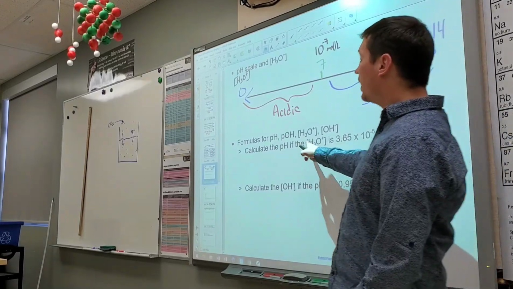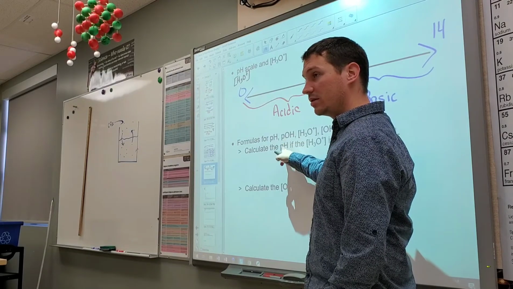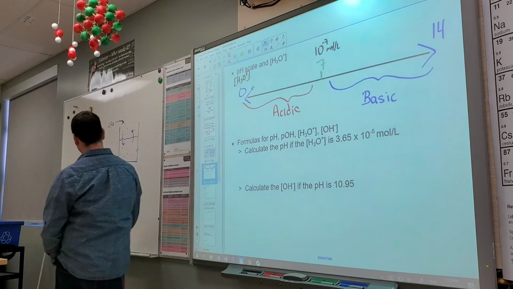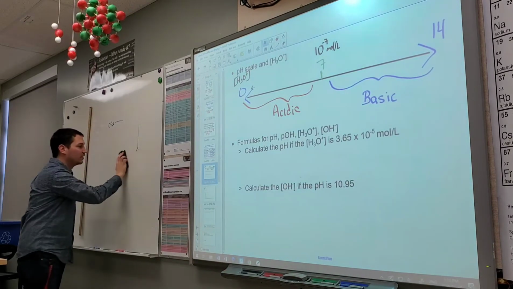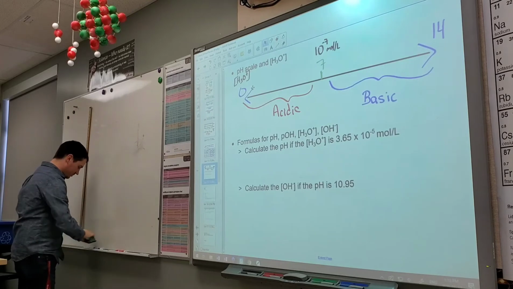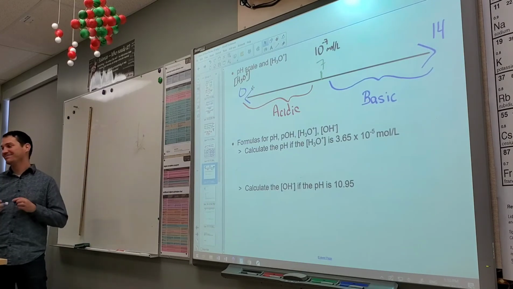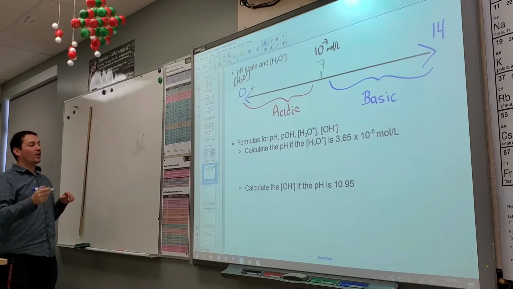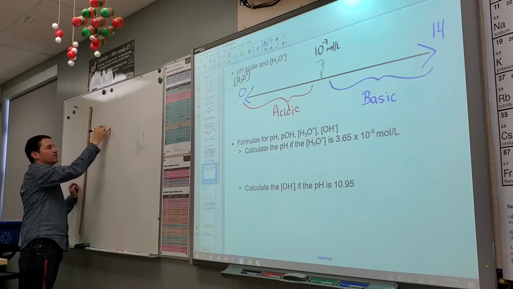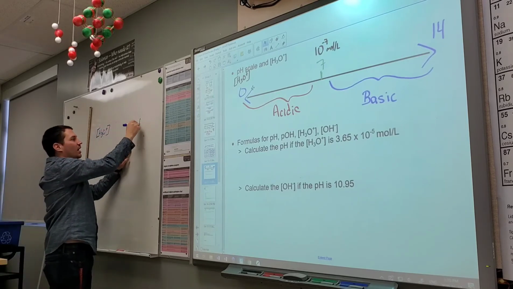We're looking for pH. Yes? Can you draw that chart, please? Yes. Do you want me to draw the chart? Yes, please. It really helps, actually. How many people memorized the chart? I did, but I forgot. Okay. So what we do is we put hydronium in the top left, and we put hydroxide in the top right.